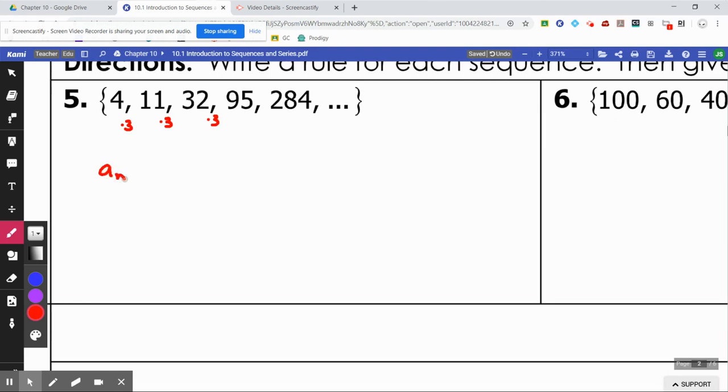Each term in this sequence is going to equal 3 times the term before it. But again, if we do that, 4 times 3 is 12. That's too high. So then we're going to subtract 1 from the answer, and that's going to give us the next term in the sequence.